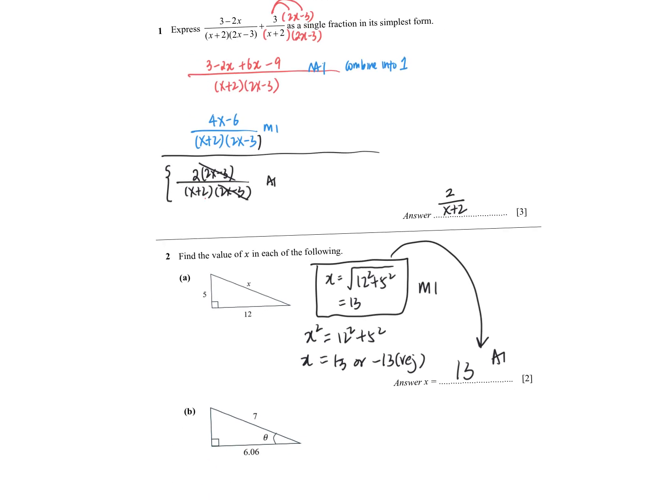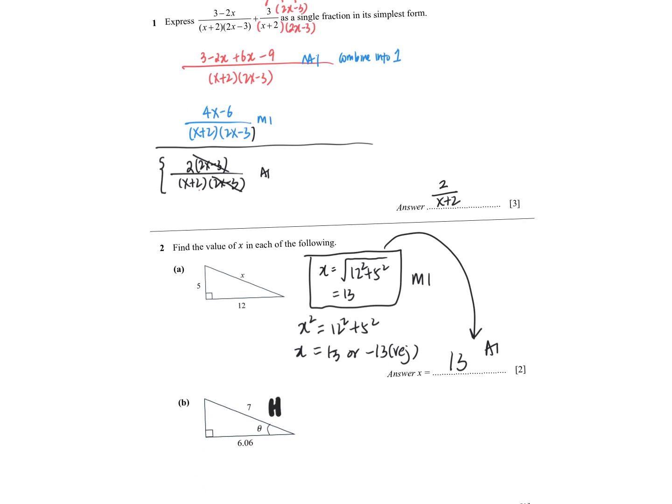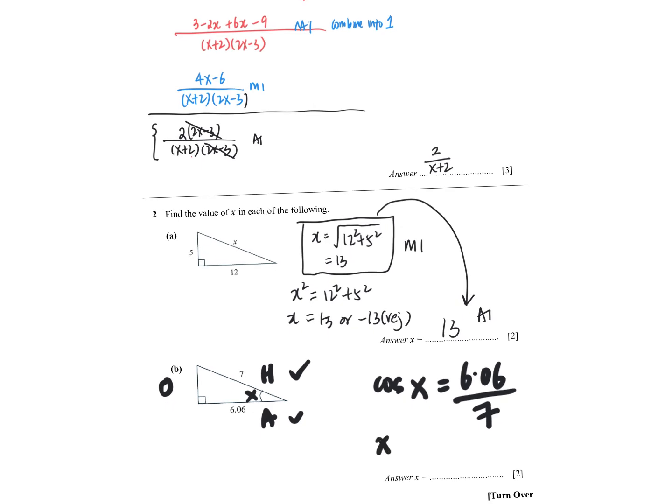Okay, next one. This is H, this is A, this is O. So you have A and H, you will use cosine. So cosine of the angle X is 6 over 7. So when I see that you know cosine inverse is this, you get your first mark. So once I see this, you get the method mark.